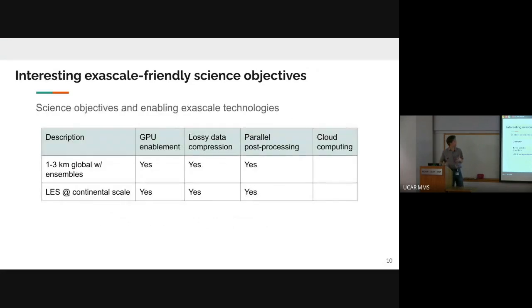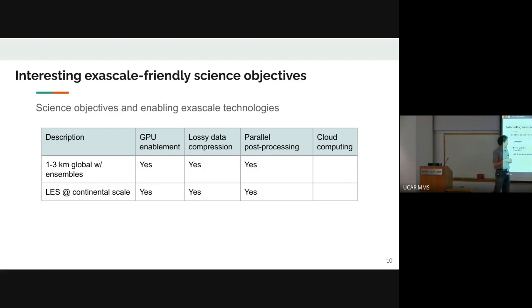The two things that came up there were 1 to 3 kilometer global simulations with ensembles, as an exascale friendly science objective. This is possible, but it's kind of heroic runs. You don't know if you can really get ensembles. This is really challenging and painful, and so we're talking about exascale technology that you might need to engage to be able to do this.